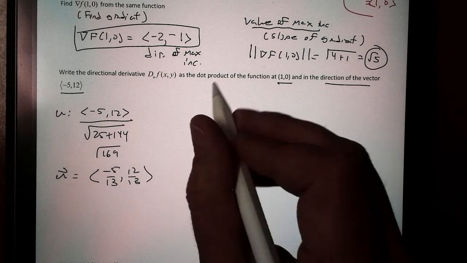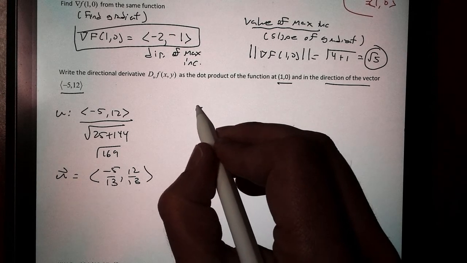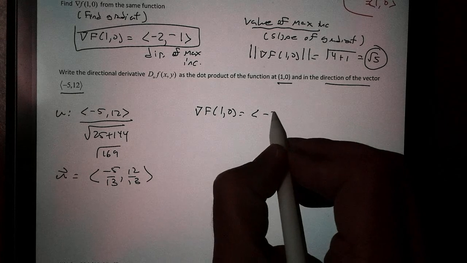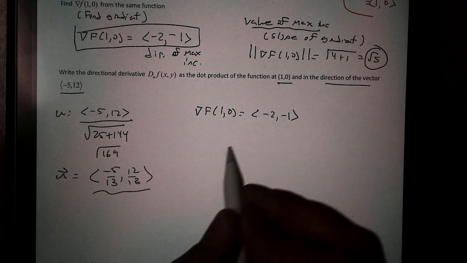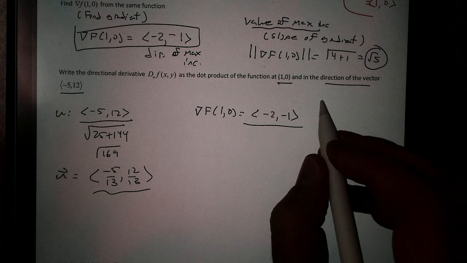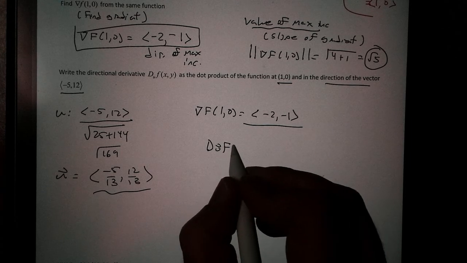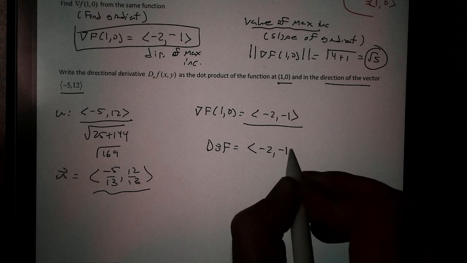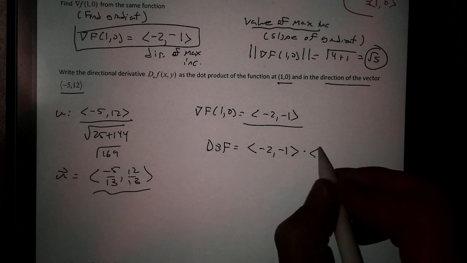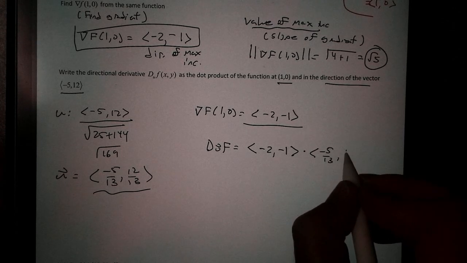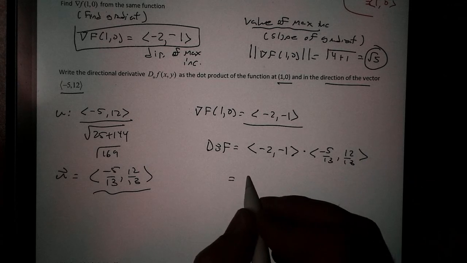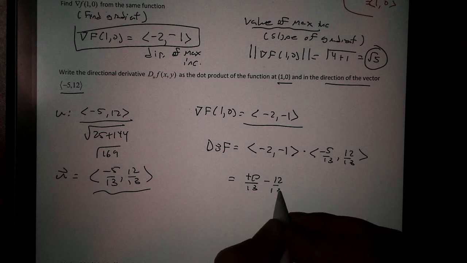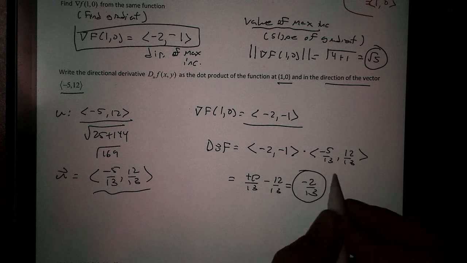Next, of course, we're going to need our gradient, or our del f. We're using the same function at (1, 0). We already know that that's (-2, -1). We got u, we got our gradient. To get our directional derivative, we're just going to dot those together. So we take (-2, -1) and dot that with (-5/13, 12/13). That's 10 over 13 minus 12 over 13, or negative 2 over 13. And this is our slope.